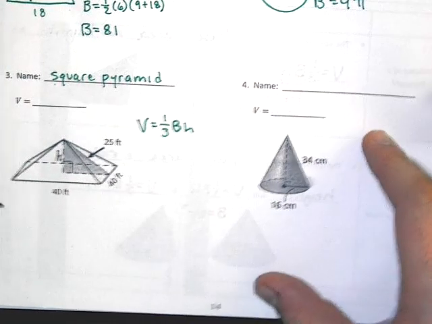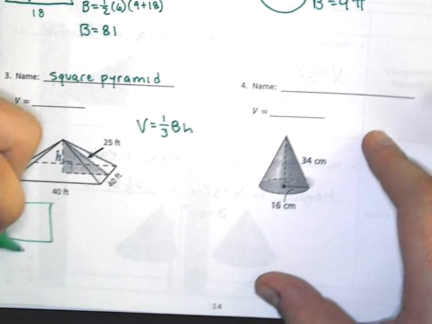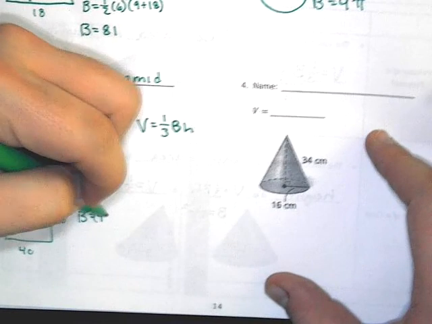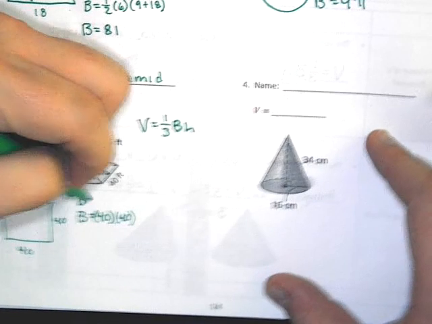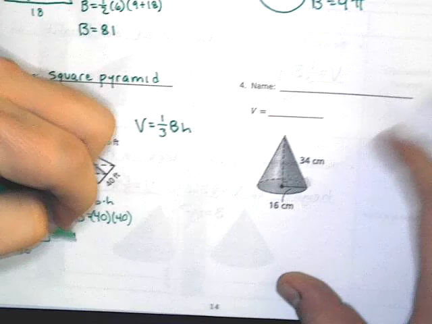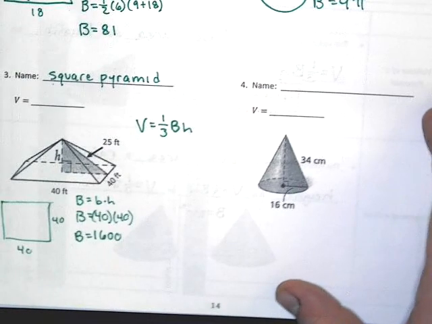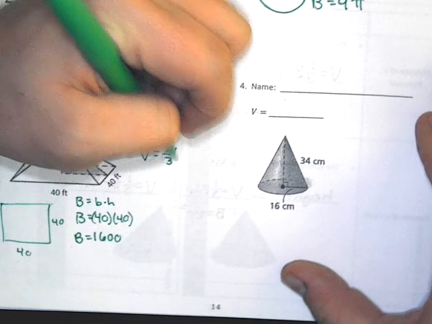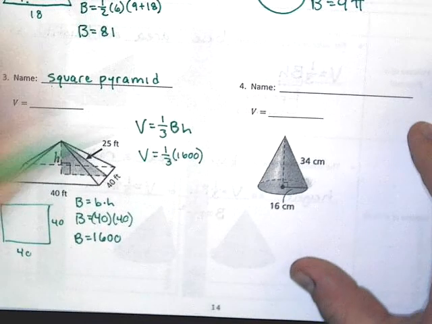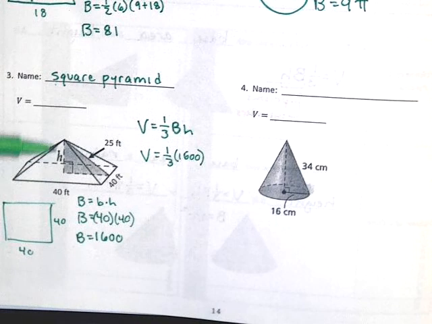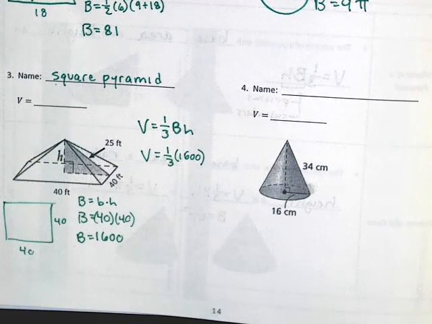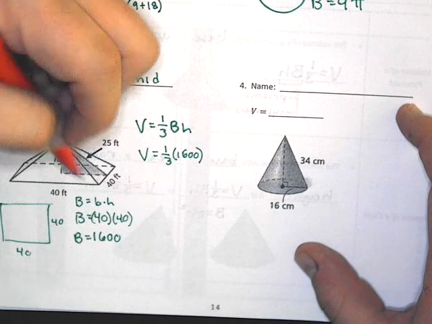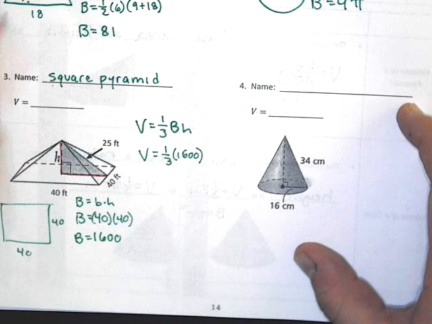Well, if I look at my base, it's a 40 by 40 square. So I know that capital B is just going to be 40 times 40, or capital B was base times height. That would give me a base area of 1600. So now, when I go to plug in, what are we noticing? We don't have the height. This is a situation where you're going to have to recognize, well, I have enough to solve for the height. Please notice what I'm highlighting right now in red.